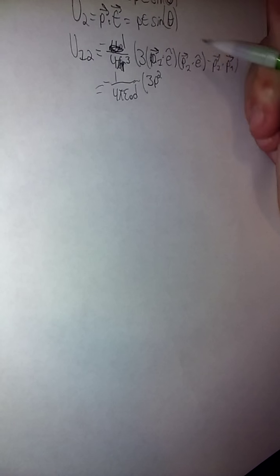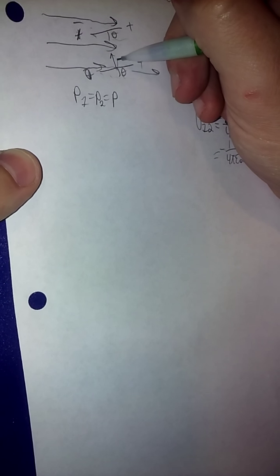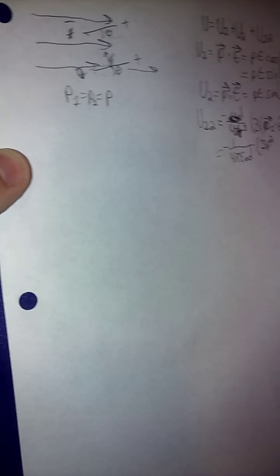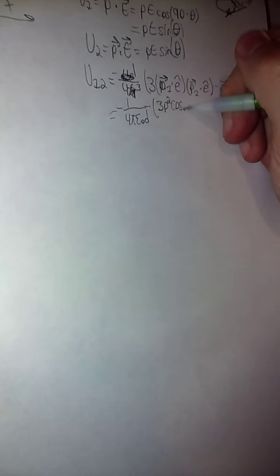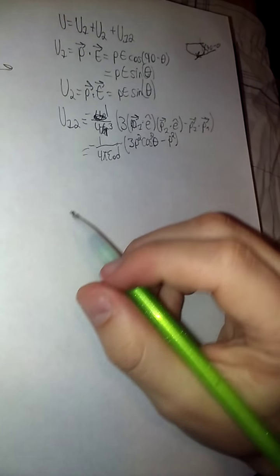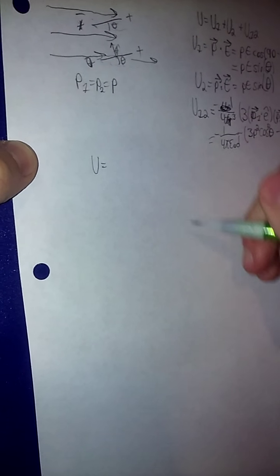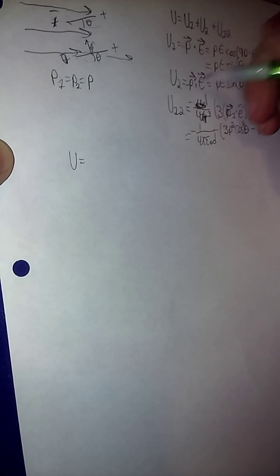Each of these are the same, so we're going to have p times p is p squared. E hat just gives us a magnitude of 1, and then the angle between d and e is just that theta, cosine of theta, squared. Minus, and then p1 dotted with p2 is p squared. We could do cosine of 0 also, but that's not going to matter. So then the total thing is all those added together. These also have negatives in front of them.